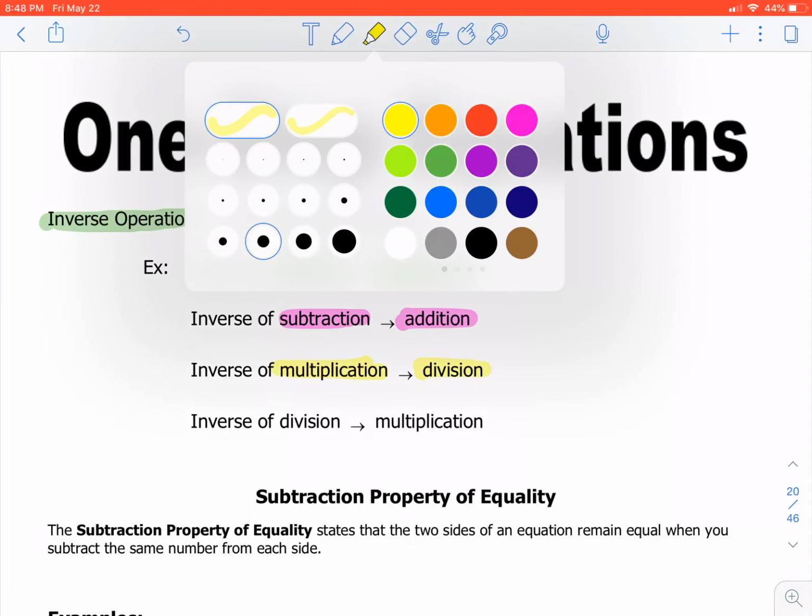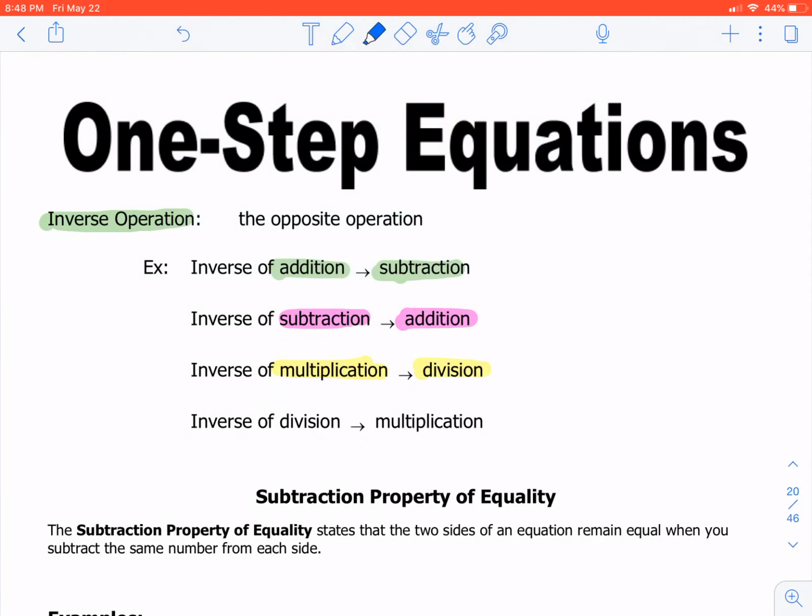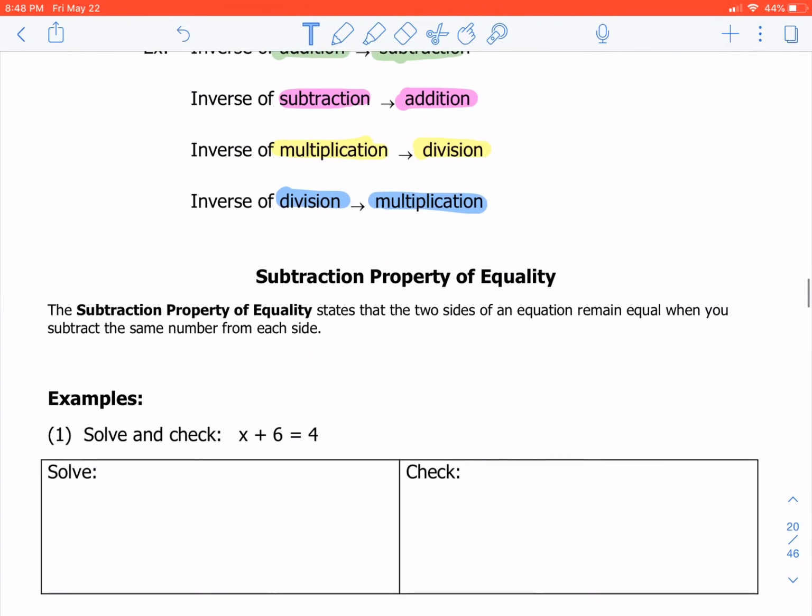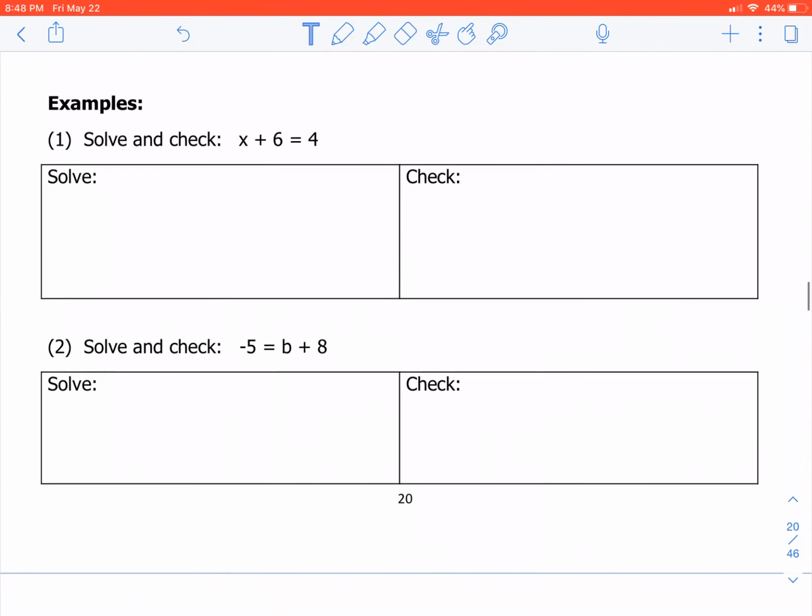And the opposite of division is multiplication. So we're going to need to know that as we go through this lesson, because we're going to be solving this using the opposite operations. Now I'm going to skip right to the examples here. The first example, we have x plus 6 equals 4. Okay, so we're going to solve this.